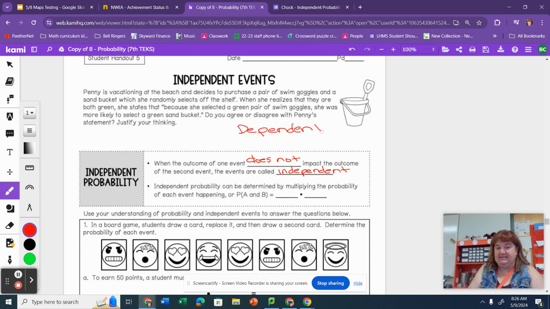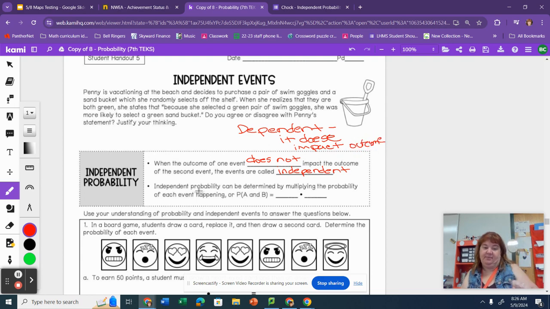So that should make sense to you that if it's dependent, it does affect the outcome. It does impact the outcome. Okay, and I'll tell you what I mean in just a little bit.